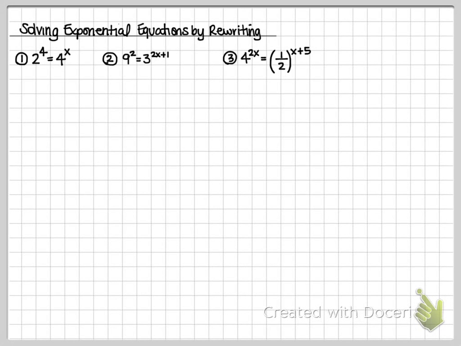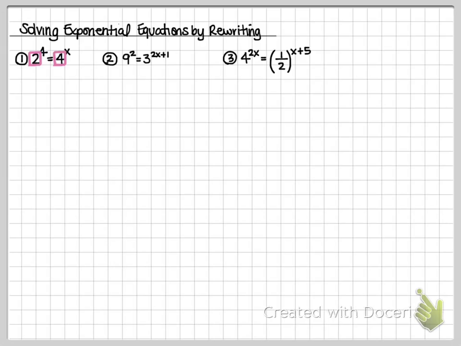Solving exponential equations by rewriting. Basically what we're trying to do is get the bases, or the large numbers on each side, so this 2 here and the 4 on the other side, to be the same number using exponents.